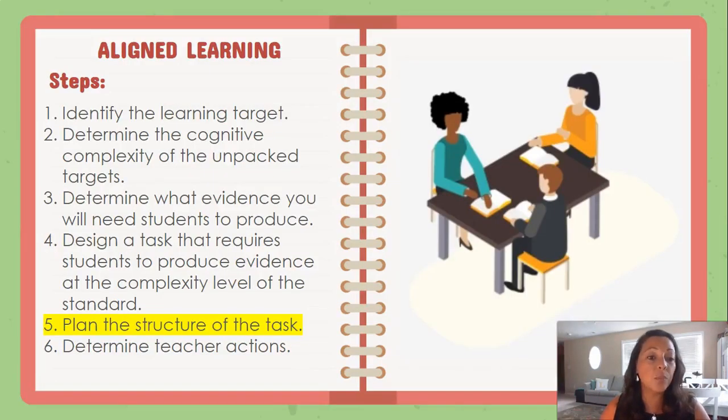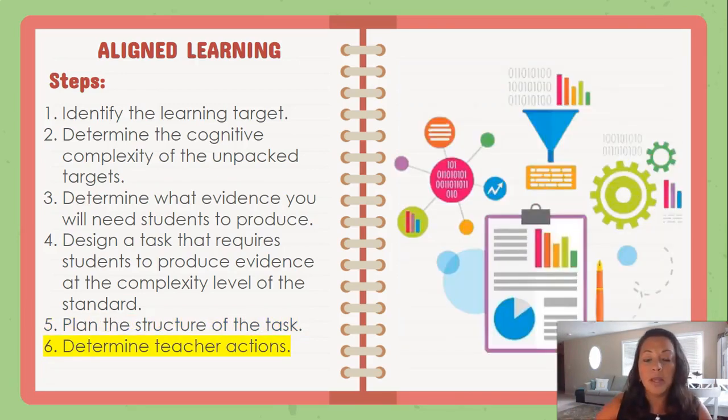Number 5 is to plan the structure of the task. So you need to ask yourself, are my students going to be completing this task independently, in pairs, or groups? What conditions or routines are you going to already have to have set in place for you to set up your students for success? What texts and resources are you going to have your students have access to? Plan that structure.